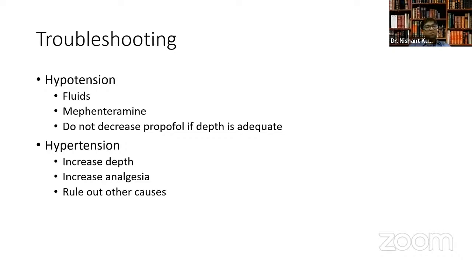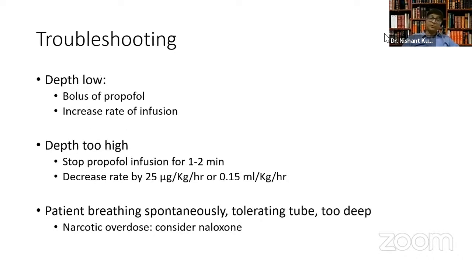If there is hypertension, you increase the depth, increase the analgesia, and rule out other causes. One of the most common causes is that you have not catheterized the patient and the bladder is full. Patient wants to void. If depth is low, give a bolus of propofol, increase the rate of infusion. If the depth is too high, you can stop the propofol infusion or you can decrease the rate.